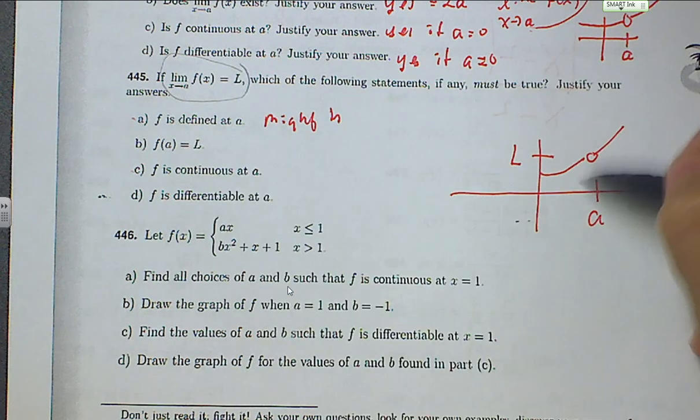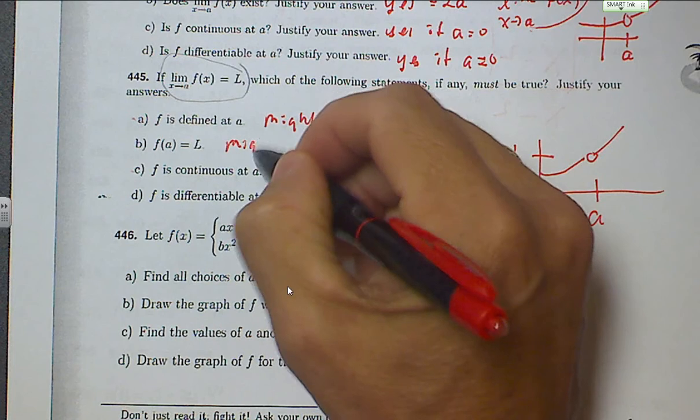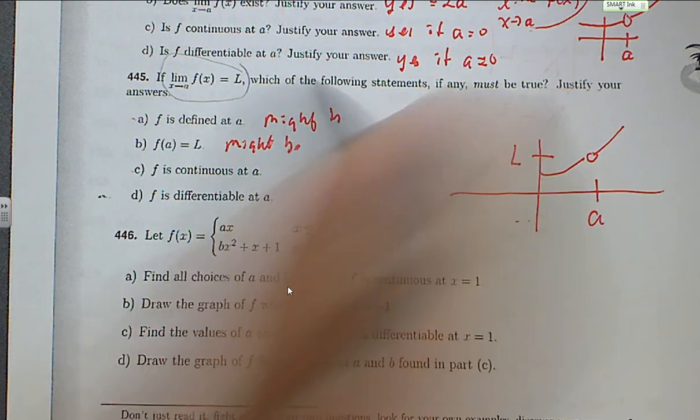What is B going to be? So it might be, might be as well. It could be L, could be 2, could not exist at all, right? It could just be a hole in the graph.